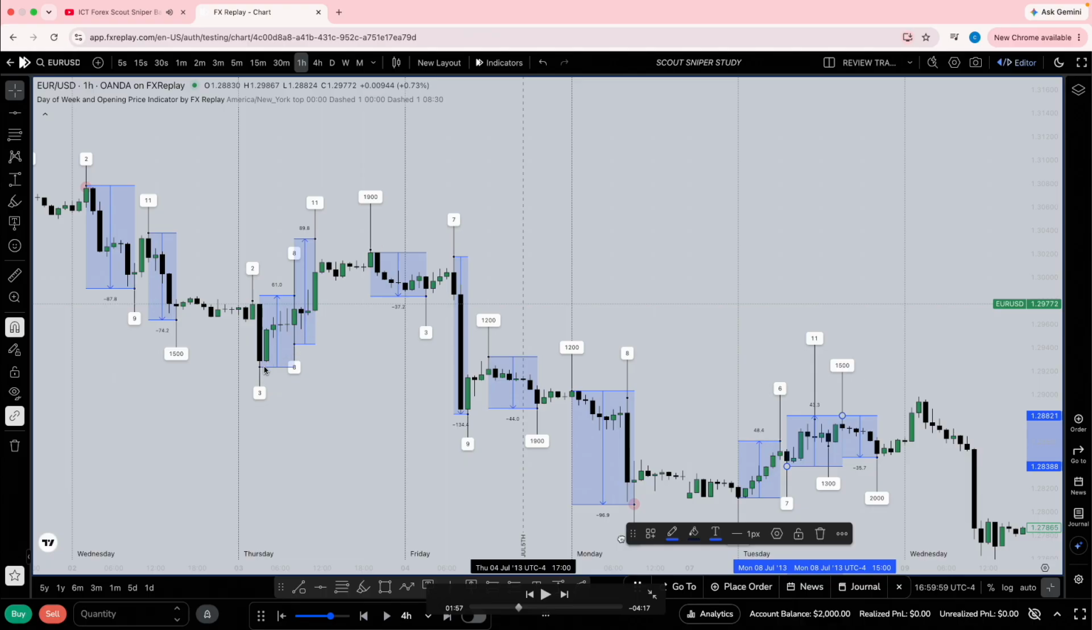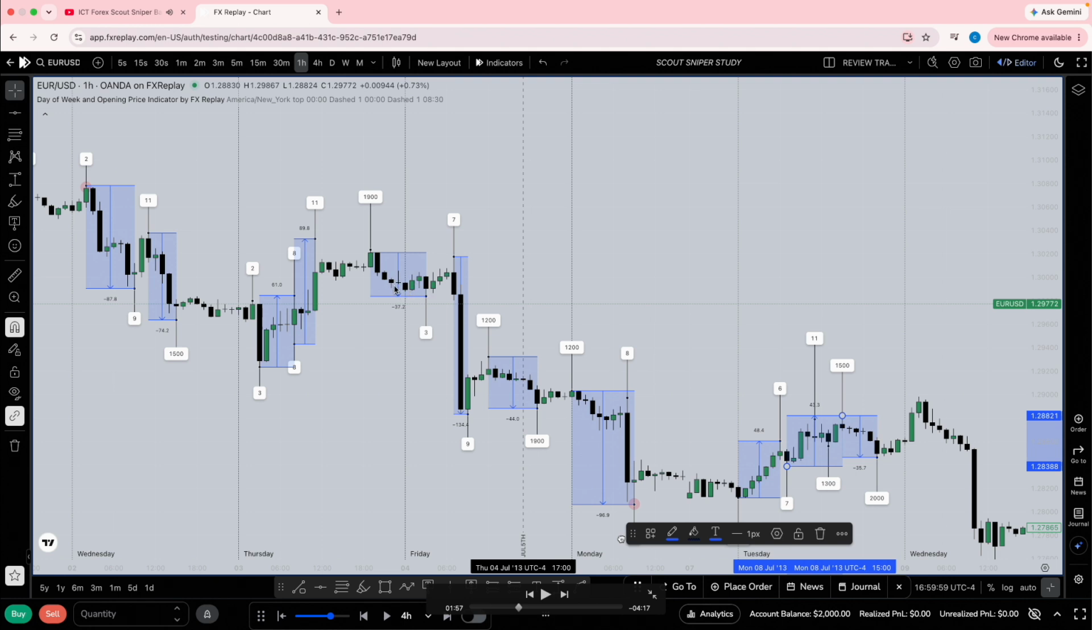So this day from 3 from London to 8 New York, came back down, retraced back into the London range, and then boom, expands up until 11, and then consolidates until 14, until 1600, close out the day. Then Asia opens for the next day. We have a manipulation up.